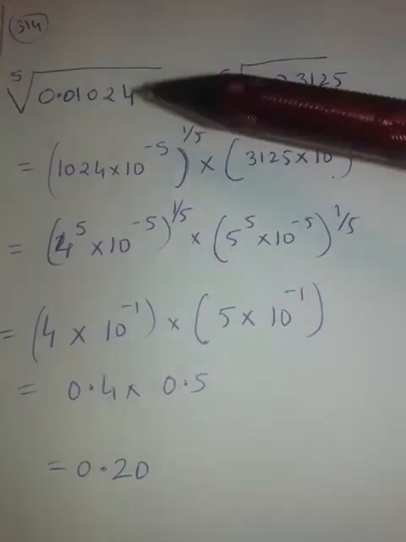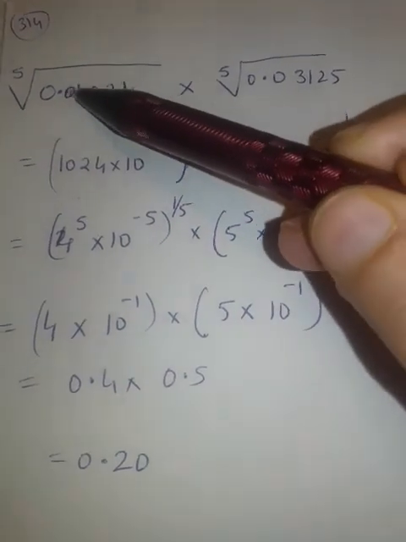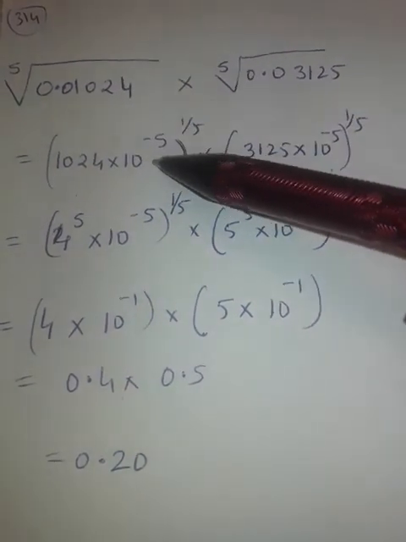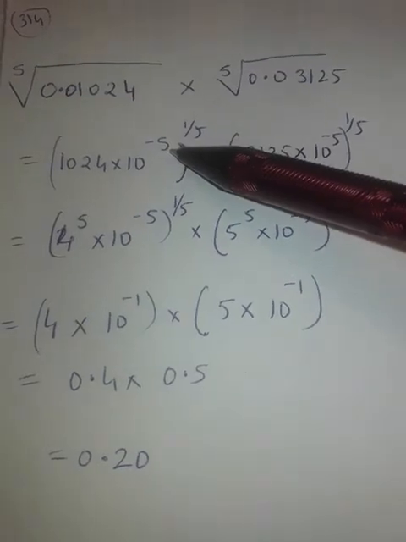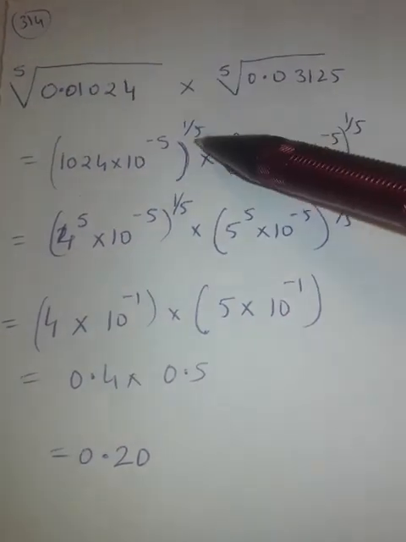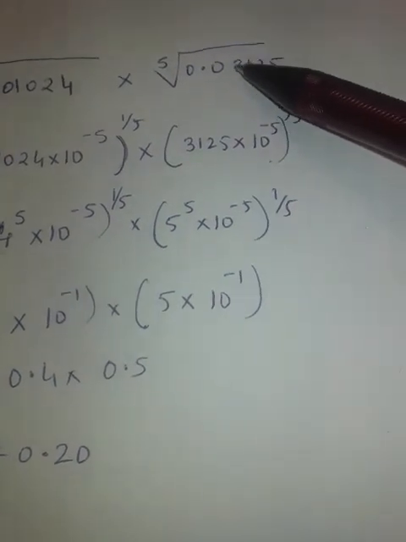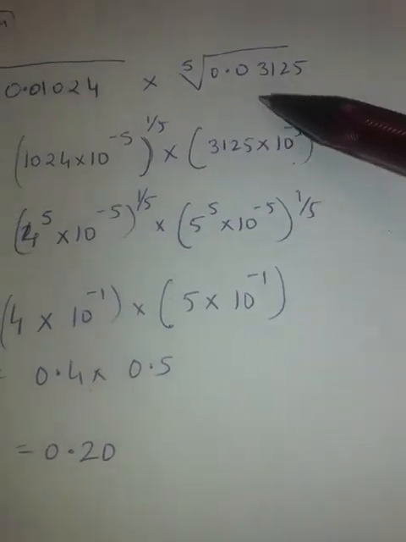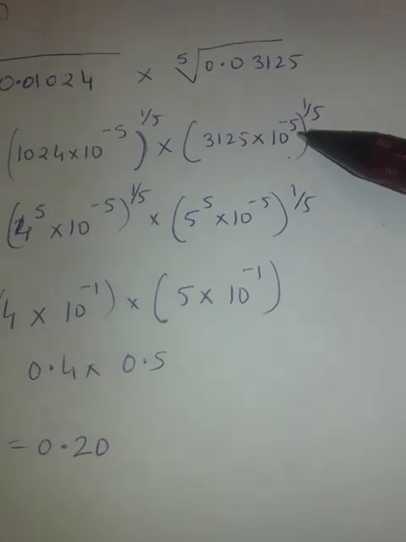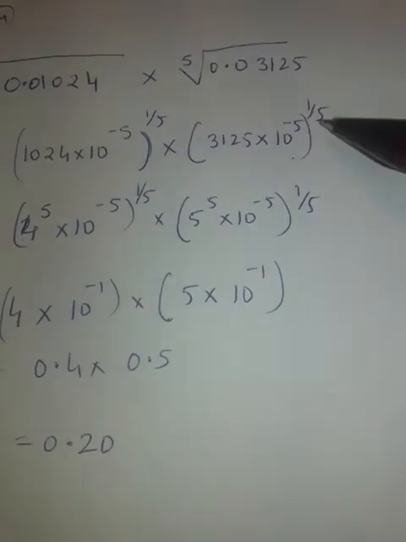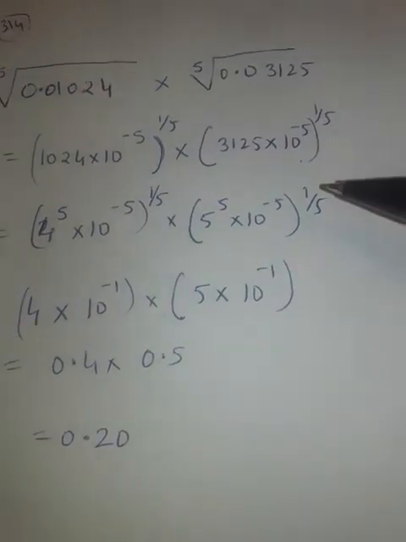How many decimals are there? 1, 2, 3, 4, 5. So this is 1024 multiplied by 10 raised to minus 5. ये 1 by 5 इधर आ गया 5th root का. Then this is again 1, 2, 3, 4, 5. 5 decimal places. So 3125 into 10 raised to minus 5. और ये 5th root का 1 by 5 इधर आ गया.